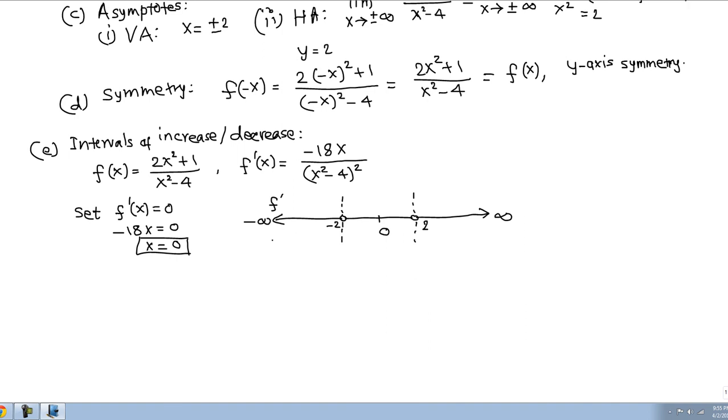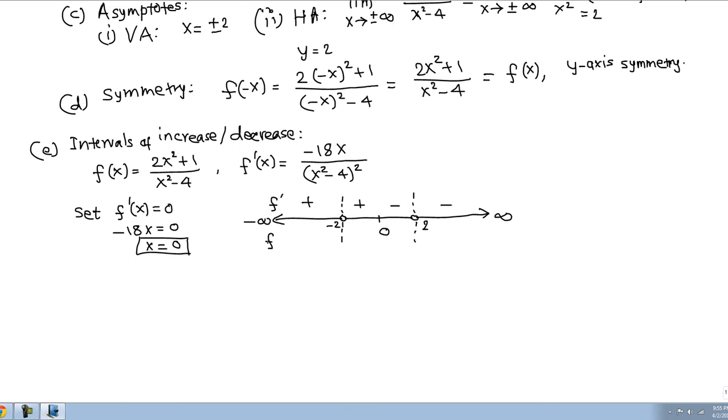And we conclude about the function f. We pick a representative, any number between negative infinity and negative 2, let's say negative 3, and plug that number into the derivative. Negative 18 times negative 3 is positive, and the quantity squared is always positive, so the whole thing will be positive. Same thing for negative 2 to 0: let's take negative 1, plug into the first derivative, negative 18 times negative 1 is positive, quantity squared is positive, so this is positive. Pick 1: negative 18 times 1 is negative, so it will be negative, negative.